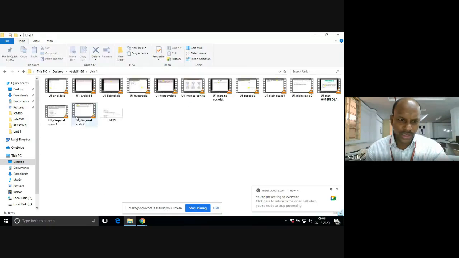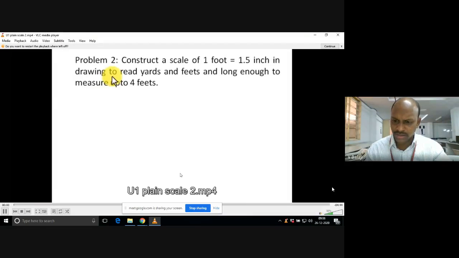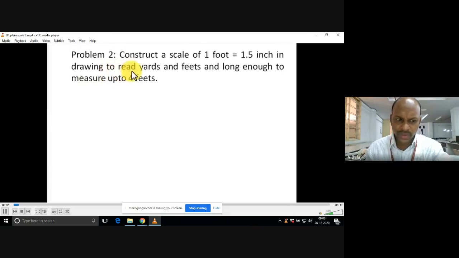The unit number one, again we are having these scales. Now we will discuss one more problem in the plane scale. I think so. Have you understood the previous problem?